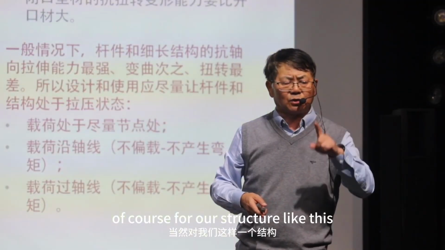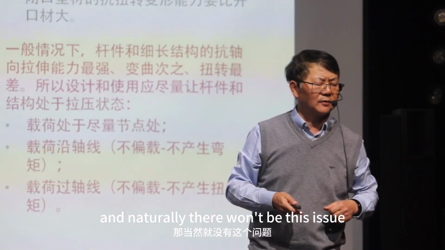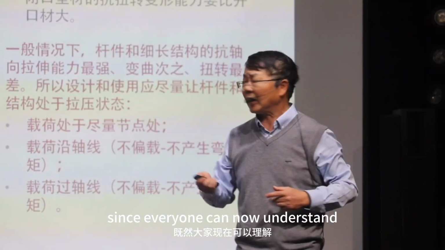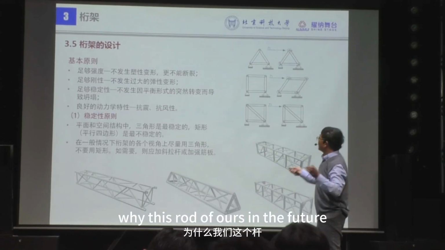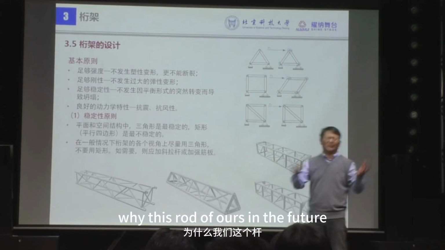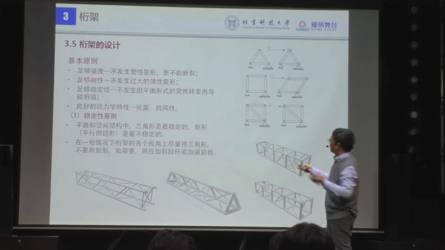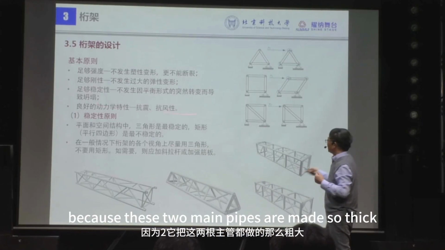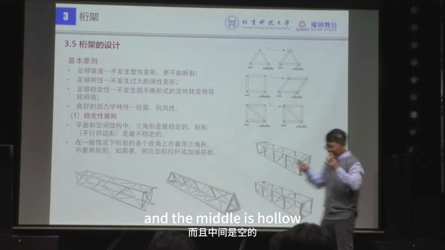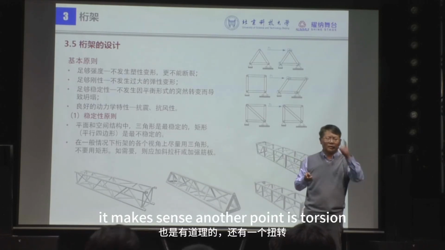Of course, for our structure like this, because it's already a hollow structure, naturally there won't be this issue. Since everyone can now understand, through this example, we can also understand why this rod of ours in the future, when beams are placed flat, will experience bending. Why? Because these two main pipes are made so thick, and the middle is hollow. This also makes sense.